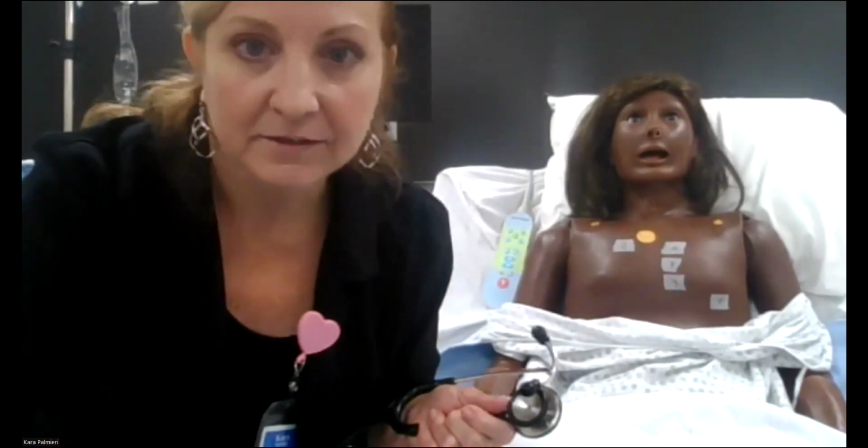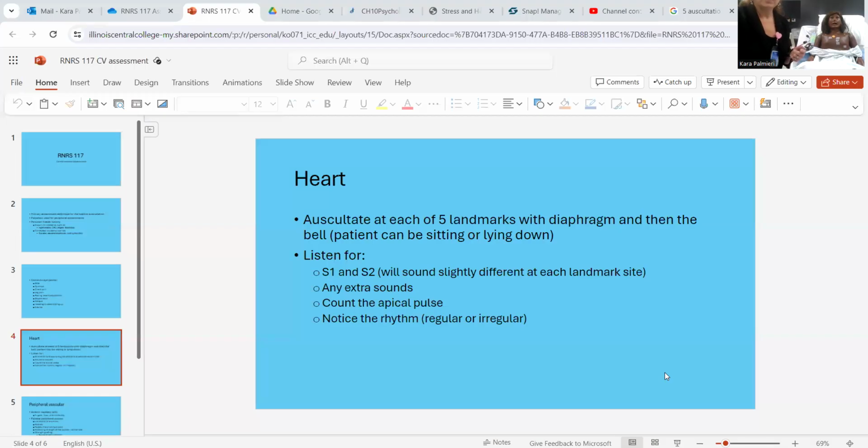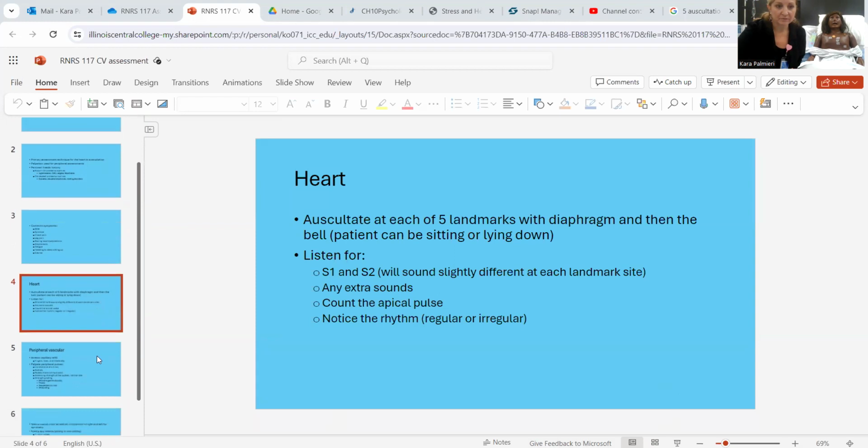Back to my screen. Okay. So what you're listening for, you should hear a lub dub, count the apical pulse, notice if the rhythm is regular or irregular. And then if you notice any other unusual sounds, any swishing sounds, any extra like galloping sounds, like a galloping horse, those are things that you would want to make note of.